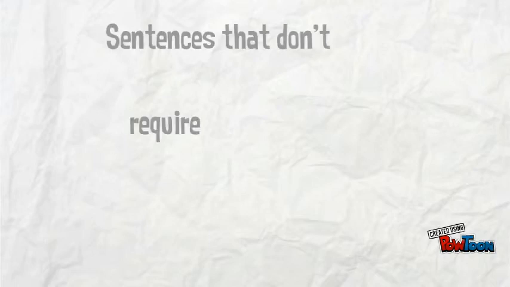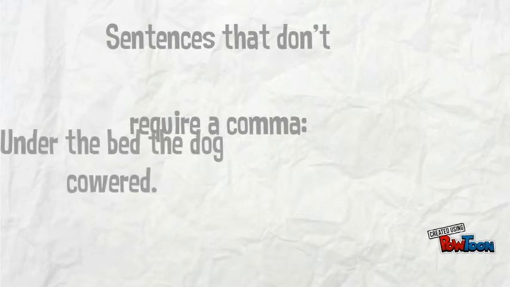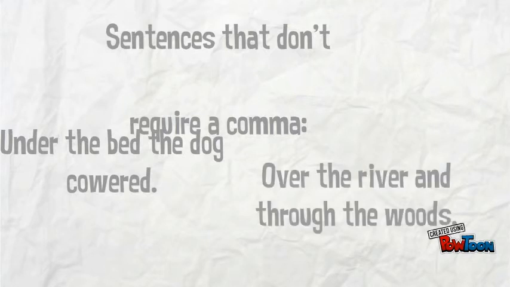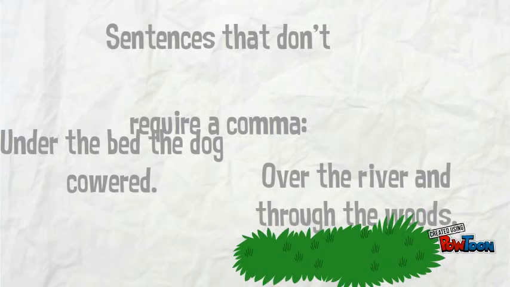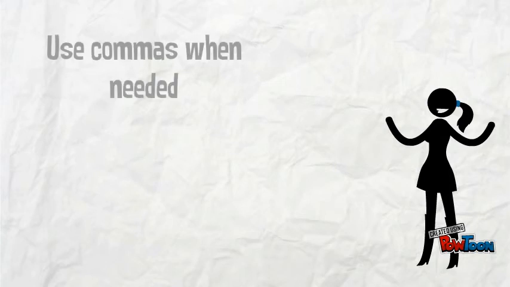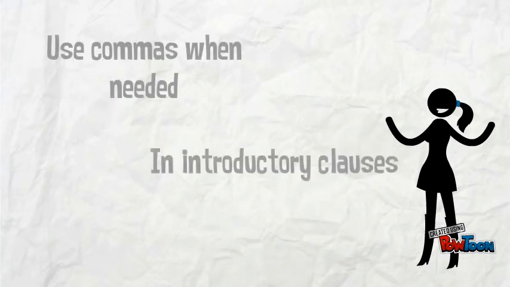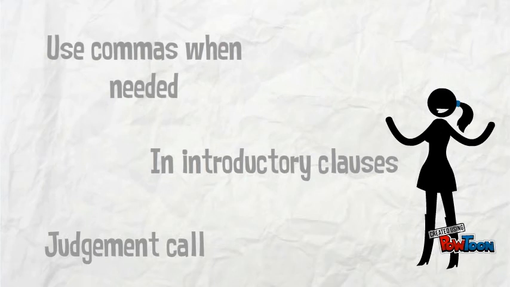Some sentences don't need commas because they do not have a definite introductory clause, like in the sentences, under the bed the dog cowered, or over the river and through the woods. Remember to use a comma in an introductory clause when needed, and know that when using a comma, it mainly comes to a judgment call on your part.